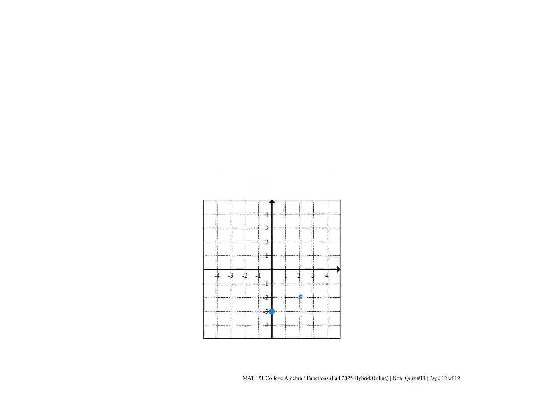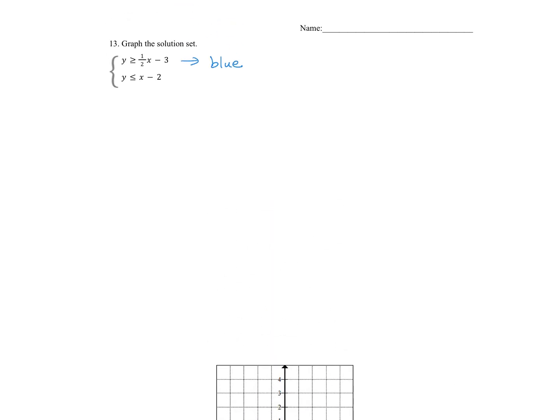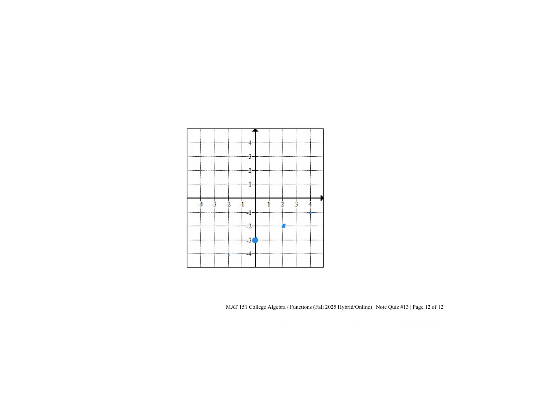And now when you're dealing with inequalities, you have to check to see the greater than or less than symbols. Because this is a greater than or equal to, we use a solid line. If it was strictly greater, it would be a dashed line. But because we have the equals bar, we're going to use a solid line to graph that boundary.